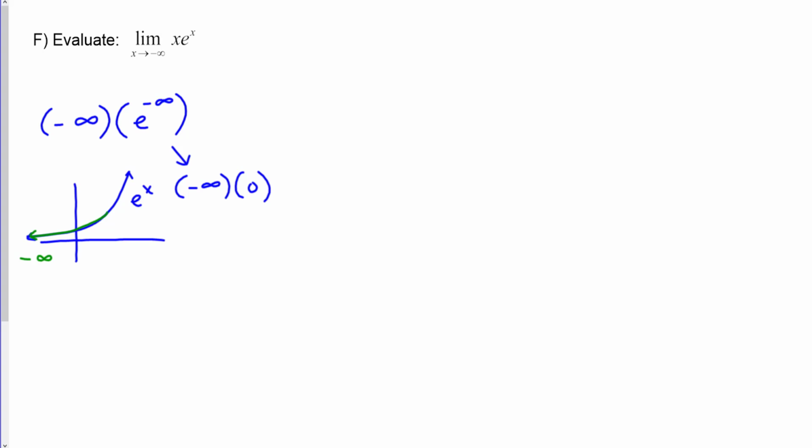And generally all that means is we could take the x and make it divided by 1 over x. Or we could take the e to the x and put it in the denominator by making the exponent negative. That's generally all we have to do. So let's try it here. Last time I worked with the algebraic part. This time I'll work with the exponential. So the limit as x goes to negative infinity of x over e to the negative x power.